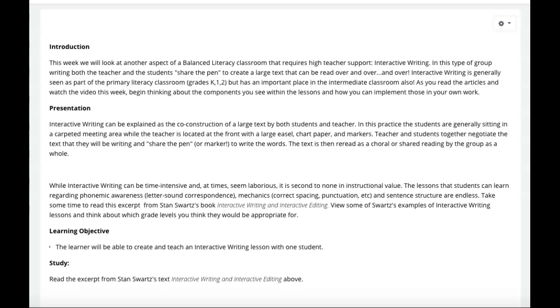It's often based on a common experience that they've all had in the classroom. It might be a response to a book. It could be a letter to an author. It could be something as simple as labels for your classroom.